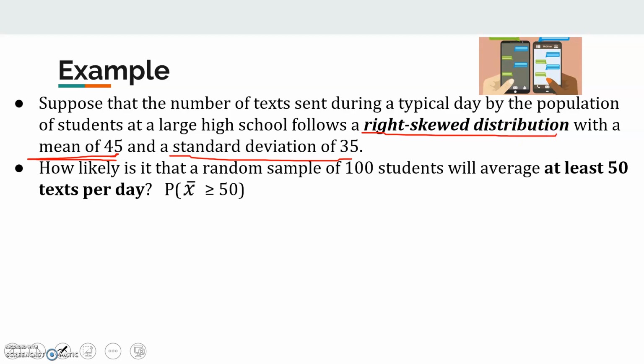And it does say that the population is right skewed. You've got some students that send a whole lot of texts per day, and you've got a lot of students who are not sending as many. So you've got a right skewed distribution. Now, how likely is it that a random sample of 100 students, n equals 100, will average at least 50 texts per day? All right. So let's try this out and calculate the center, spread, and shape.